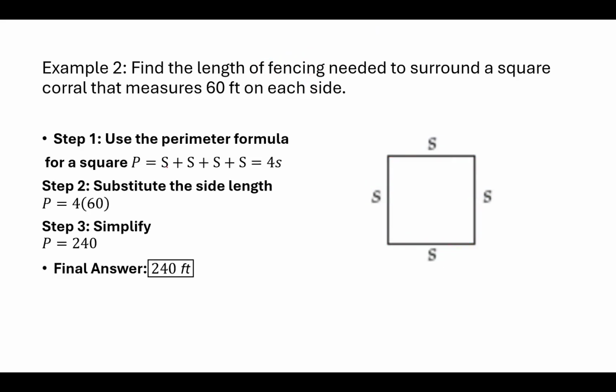And if I add all four sides, that's 4s, 4 times the same number. Since the side of one of them is 60, then the perimeter, or the fencing, would be 4 times 60, which is 240.